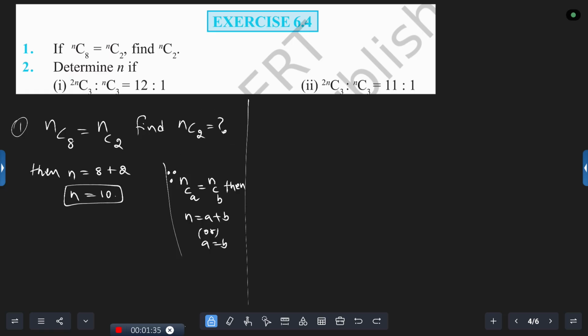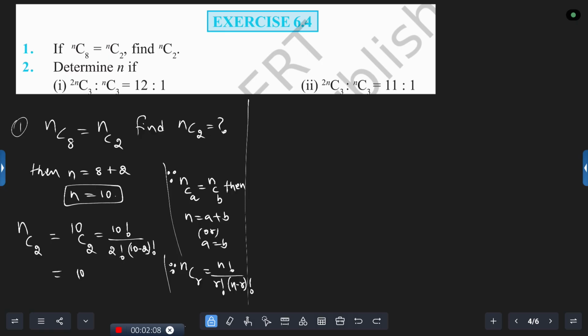NC2 they asked to find, right? So NC2 is equal to 10C2. So what is the formula for NCR? N factorial divided by R factorial into N minus R factorial. This is the formula I'm going to use here. Which means 10 factorial divided by 2 factorial into 10 minus 2 factorial. So 10 factorial means 10 into 9 into 8 factorial.